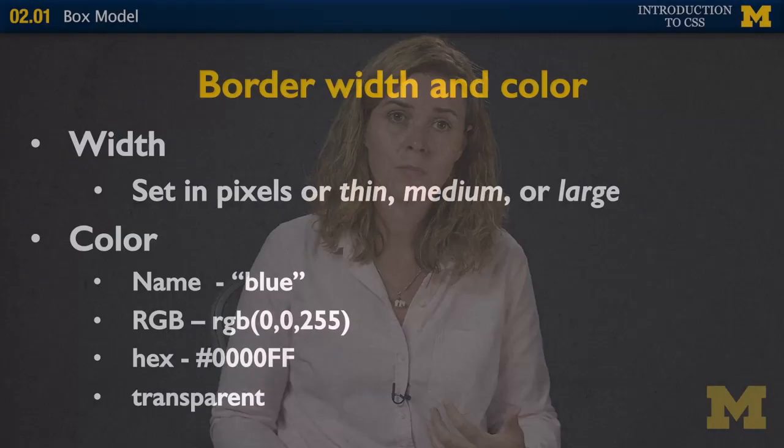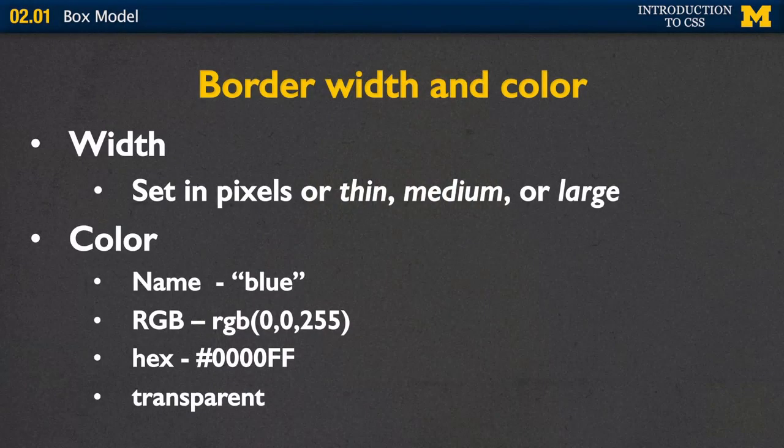Once you've decided what kind of style you want, you can specify the width and color. When it comes time to set the width, if you decide to, you can set it in a number of pixels, or you can use the keywords thin, medium, or thick. When it comes time to do the color, you can do the same thing we've been doing all along. You can just use the name, such as blue, the RGB value, the hex value, or just so you know, it's also transparent, so it can just take the color of whatever's underneath it.